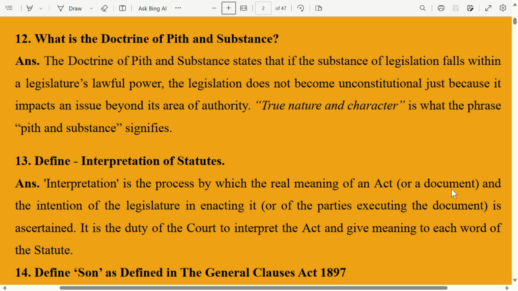Define interpretation of statutes. Interpretation is the process by which the real meaning of an act or a document and the intention of the legislature in enacting it, or of the parties executing the document, is ascertained. It is the duty of the court to interpret the act and give meaning to each word of the statute.